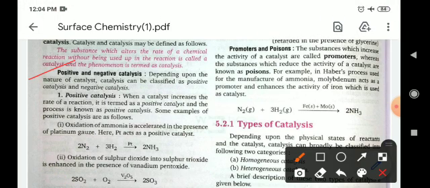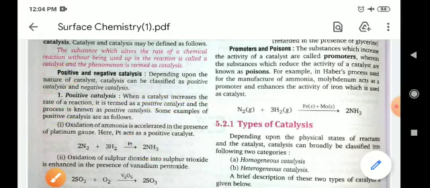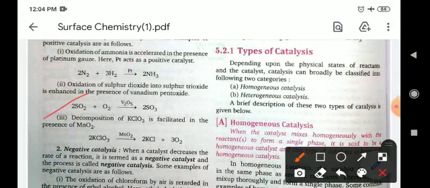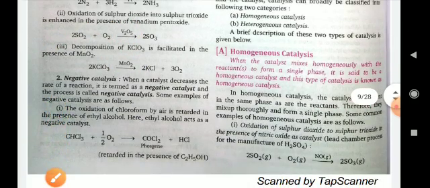Classification of catalysis: positive catalysis. When a catalyst increases the rate of reaction, it is known as positive catalysis. For example, oxidation of ammonia. In this, the platinum catalyst will act as a positive catalyst because it will increase the formation of the product. Other processes are also given here: 2SO2 plus O2 gives 2SO3. In this case, the V2O5 catalyst will work by increasing the formation of sulfur trioxide. Like this, MnO2 also acts as a positive catalyst.